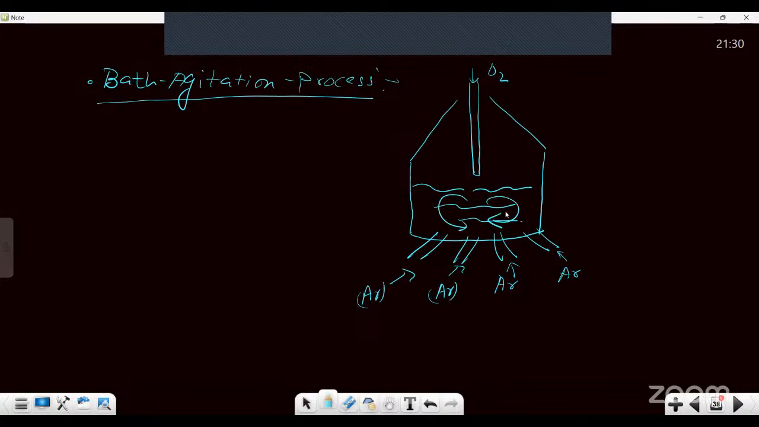You can understand one thing. Whatever reactions are taking place are because of the oxygen only. But as we are blowing the argon, it is mixing the hot metal in a more efficient manner, right? So there is superior mixing and bath dynamics, I can say.